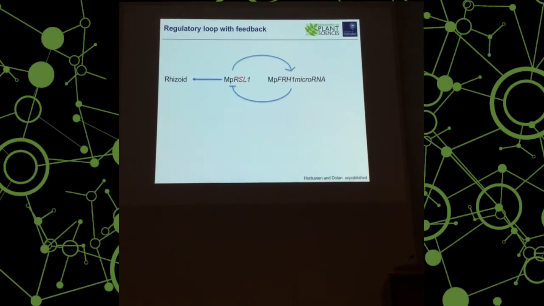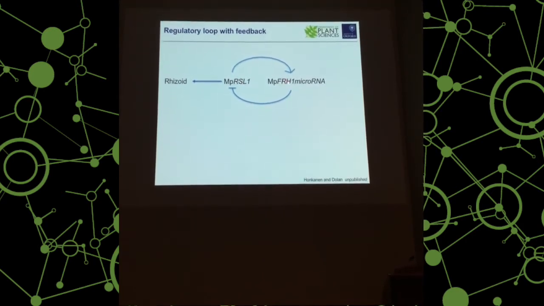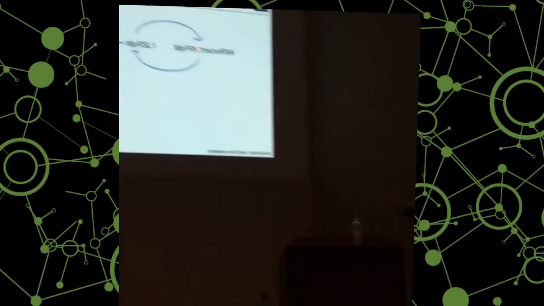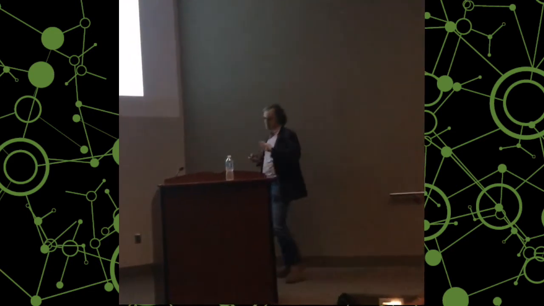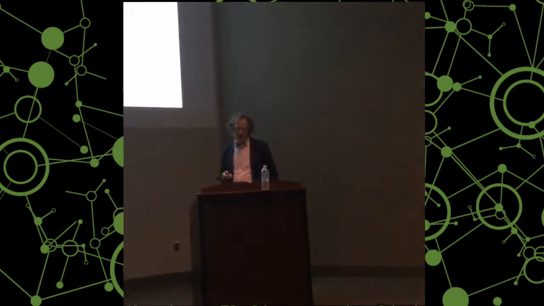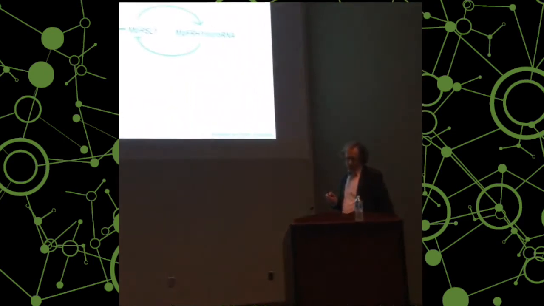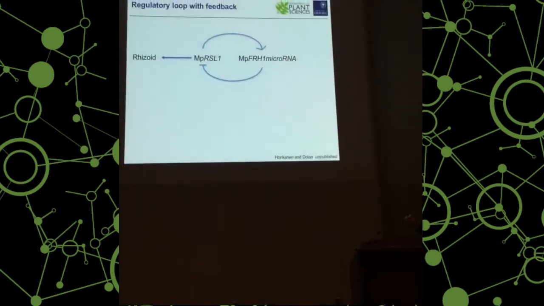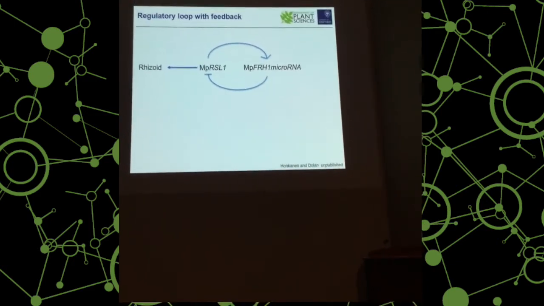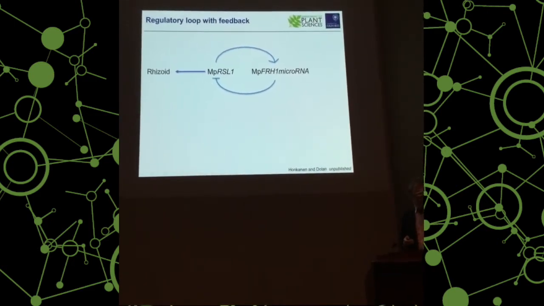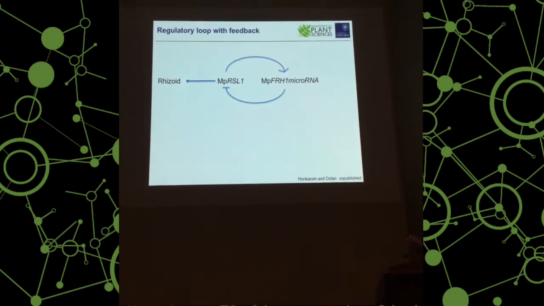So we've shown you that RSL1 positively regulates FRH1, and that FRH1 is negatively regulating RSL1. So we've got ourselves a feedback loop here. So this is more or less where we are with this story, and what we're trying to do now is to explore the biology of this a bit more. We've got some preliminary data that's consistent with this model.